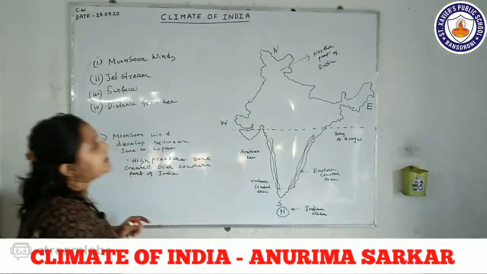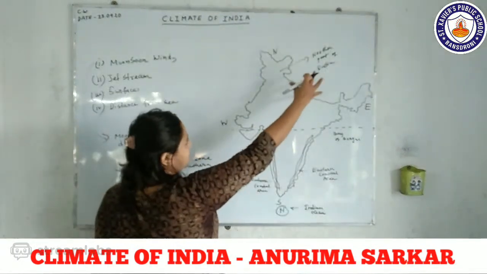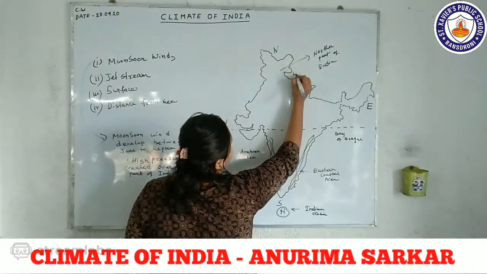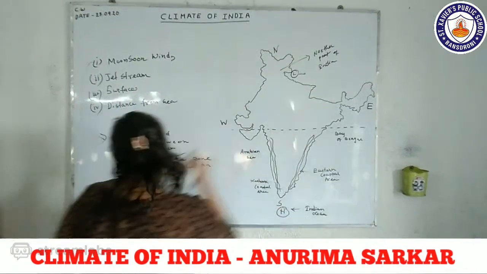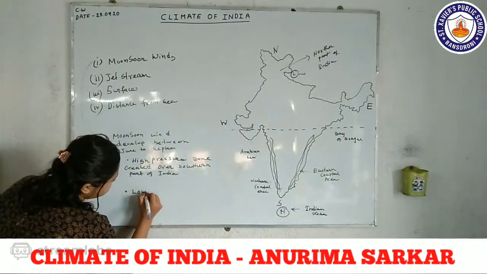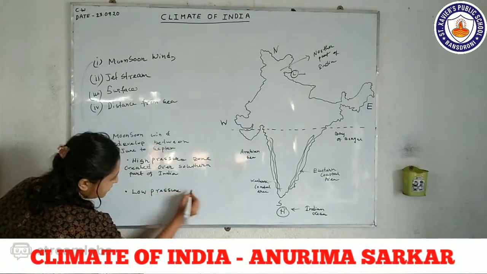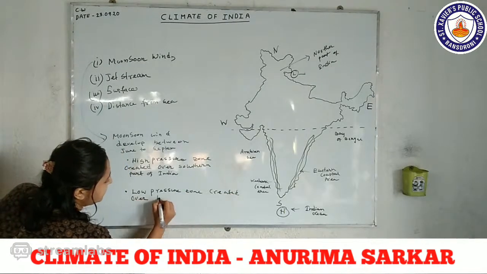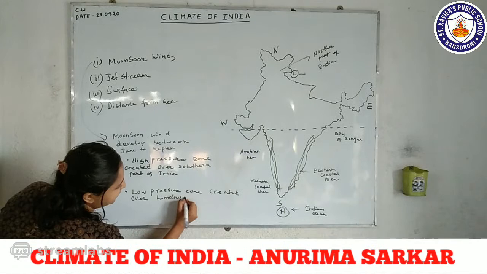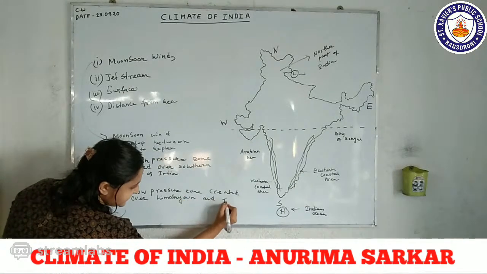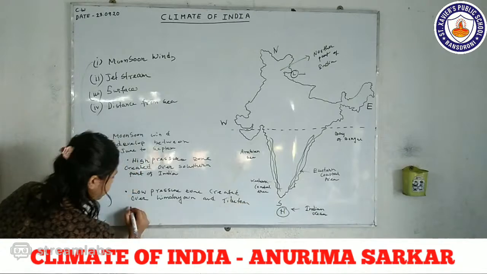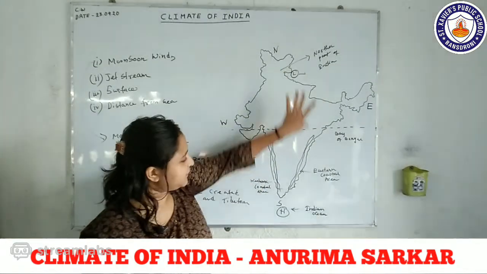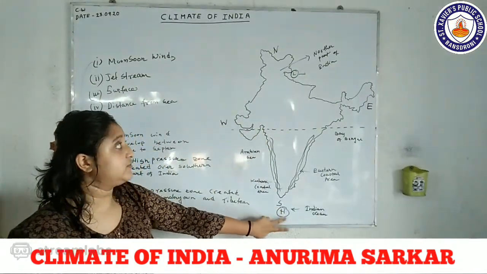So the high pressure zone is created in the southern part of India over the Indian Ocean, right? And the low pressure zone is created over the northern Tibetan and Himalayan mountain region. So low pressure zone is created over the Himalayan and Tibetan plateau, right? So low pressure is created over the northern part of India and the high pressure zone is created over the southern part of India.